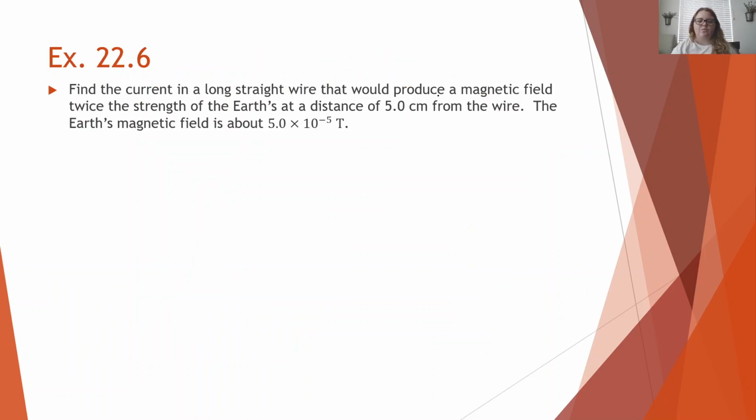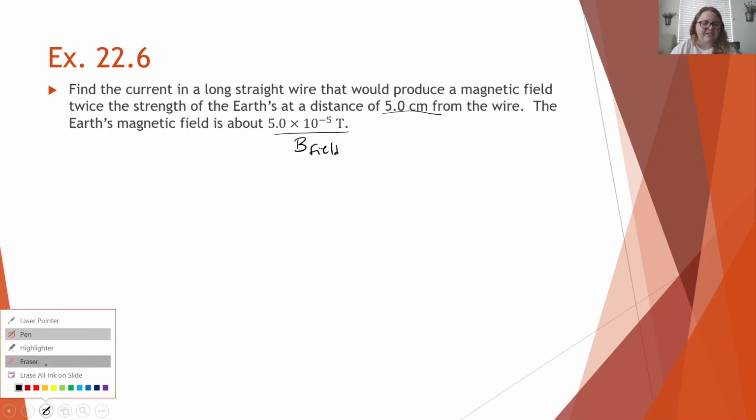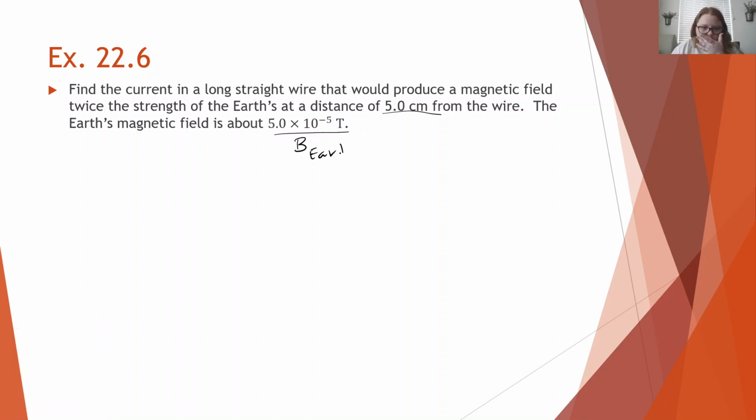Find the current in a long straight wire that would produce a magnetic field twice the strength of Earth's at a distance of 5 centimeters from the wire. The magnetic field of Earth is about 5 times 10 to the negative fifth Teslas. So we have our B field due to Earth, and we have 2 times that amount. This is our R, or we can put it into meters. That's what we'll need it in.